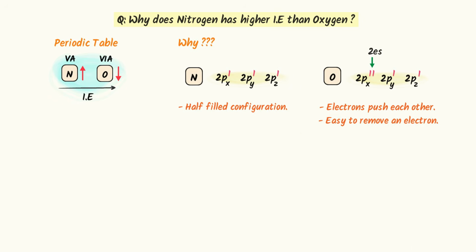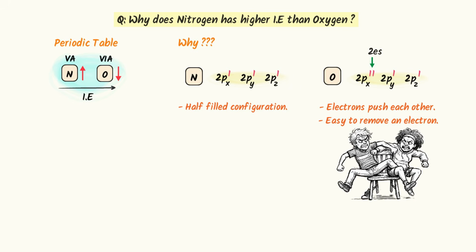For example, consider 2 people forced to share one very small chair. Both of them are uncomfortable. Both of them want to leave. That extra electron in oxygen is in exactly this situation. Hence, oxygen easily loses this electron. That's why it has lower ionization energy.